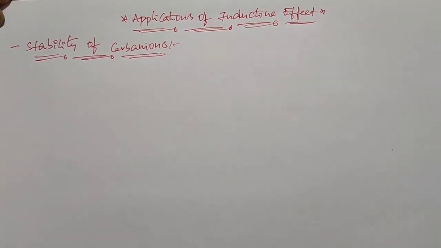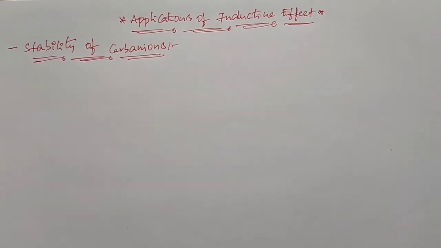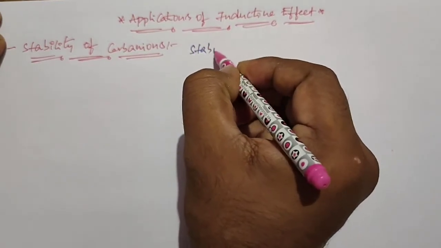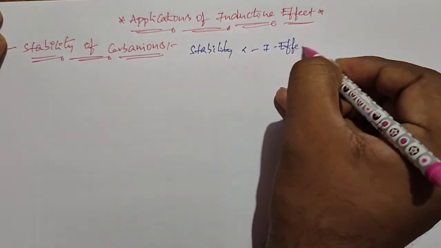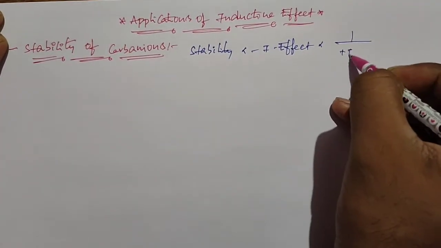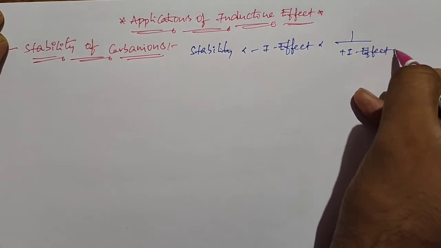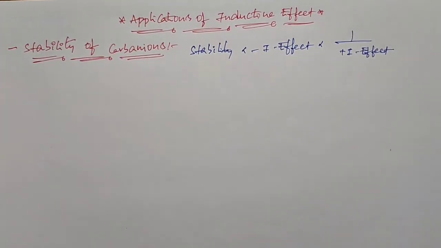In this video, we are discussing the stability of carbanions, and this is the next application of the inductive effect. The stability of carbanions is quite opposite to the stability of carbocations. Here the stability of carbanions is directly proportional to the minus I effect and inversely proportional to the plus I effect. I mean, for a carbanion, if a minus I group is present, stability is increased; if a plus I group is present, stability is decreased. So here also we will explain the stability of carbanions based on the priority order of the I effect.